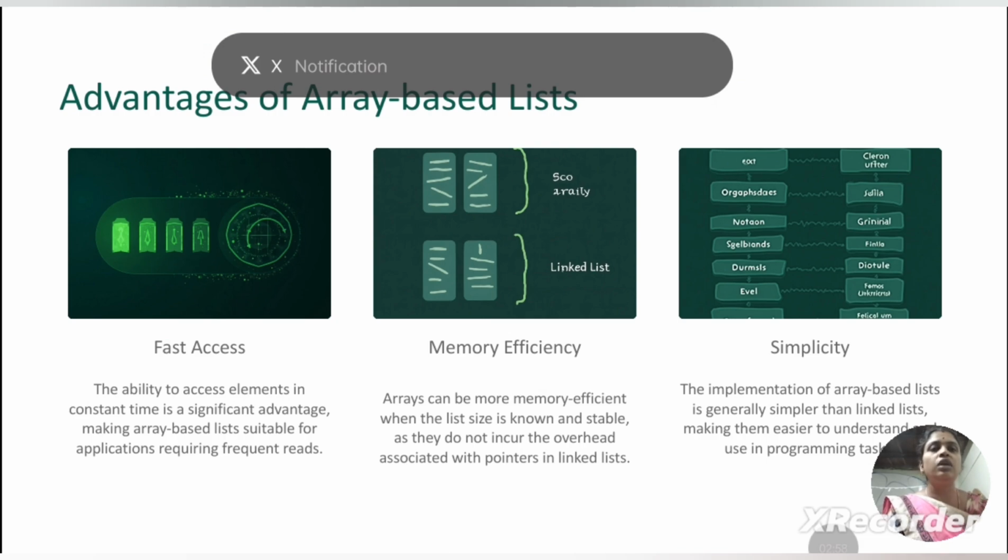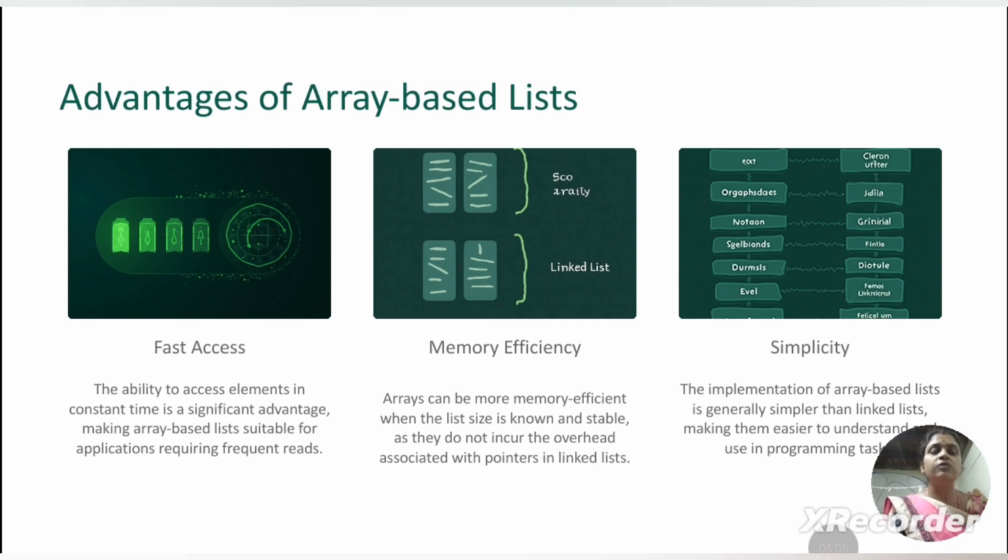Next one, advantages of array based list. The very first advantage is fastest access. Since we are accessing the elements through the index position, it has faster access. The ability to access elements in constant time is a significant advantage, making this very suitable for applications requiring frequent access. If an application needs frequent access, then this array based list is a perfect fit for that application.